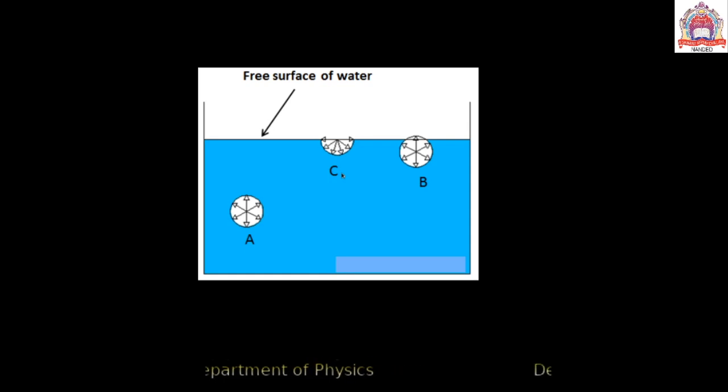So we can define or explain what surface energy is. As we know, the potential energy of the molecules in the surface film is greater than that of those inside the liquid. So the excess potential energy per unit area of the film is called its surface energy.